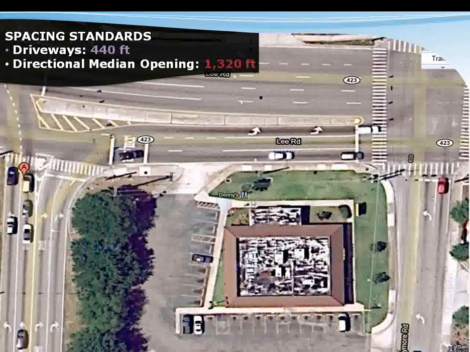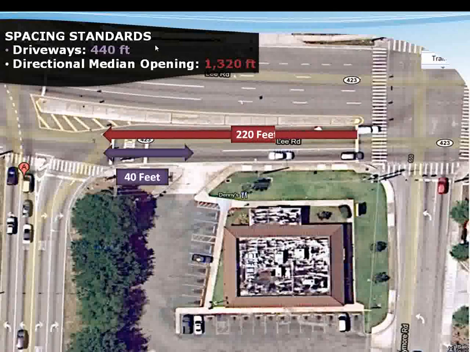Now the standards for directional median opening here is 1,320 feet, and for driveways 440 feet. But in reality what we have is 220 feet from the off-ramp to the signal and only 40 feet to the Denny's driveway.